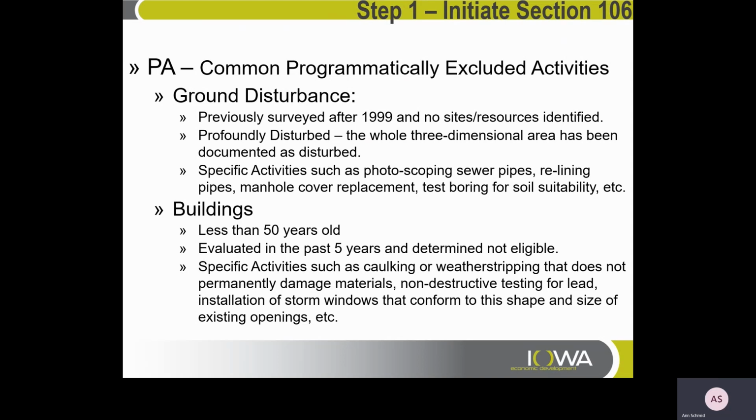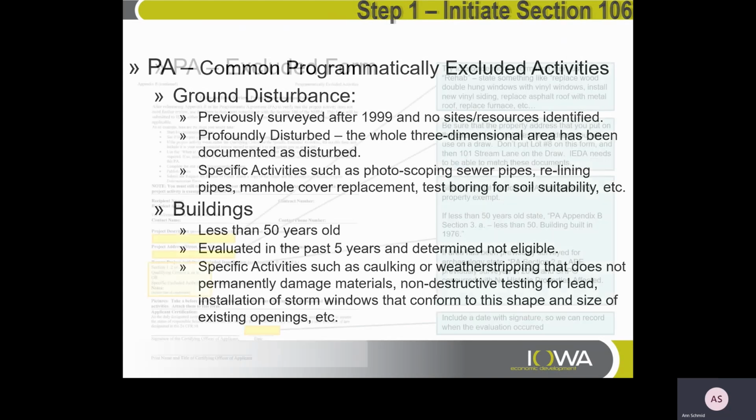For buildings, properties that are less than 50 years old and therefore not likely to be eligible for the National Register could be excluded, or projects that have been evaluated in the past 5 years and determined not eligible. There are also specific excluded activities such as caulking or weather stripping that does not permanently damage materials, or non-destructive testing for lead, the installation of storm windows, things that could be documented as minimally affecting the property. Those can be approved without further documentation.